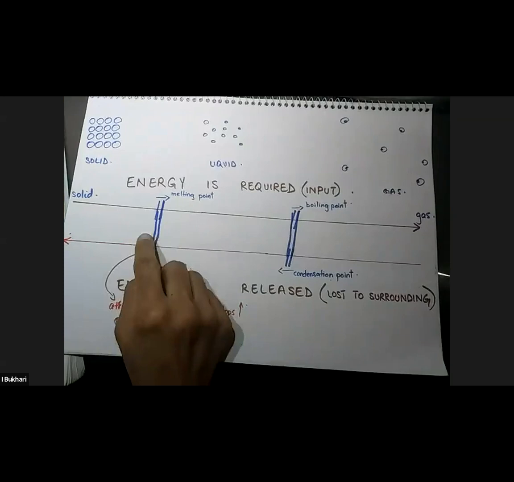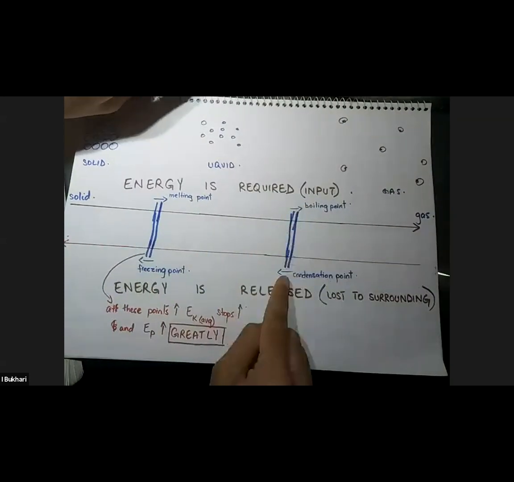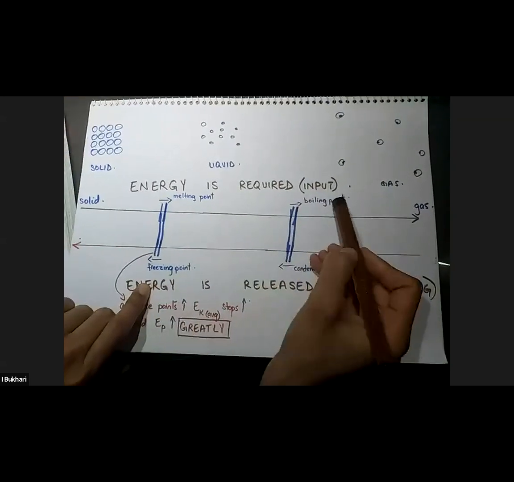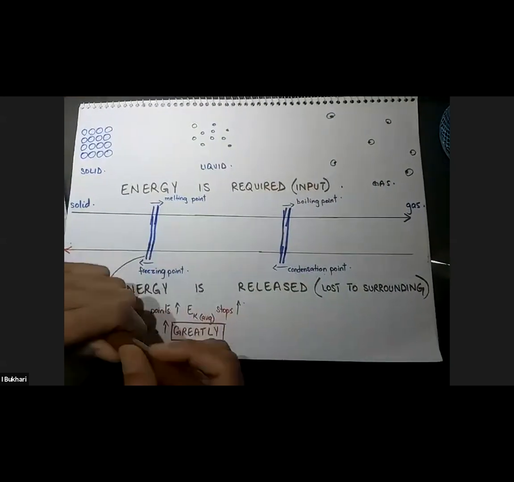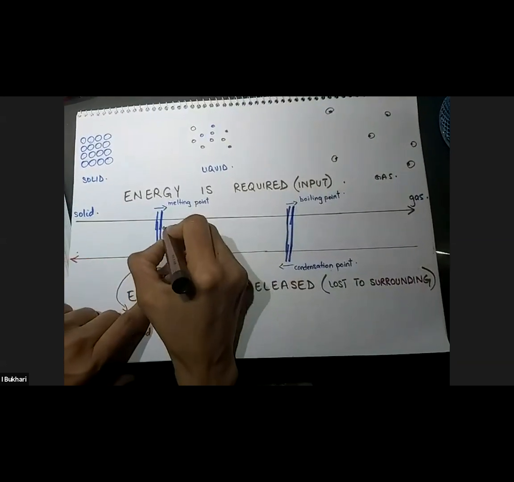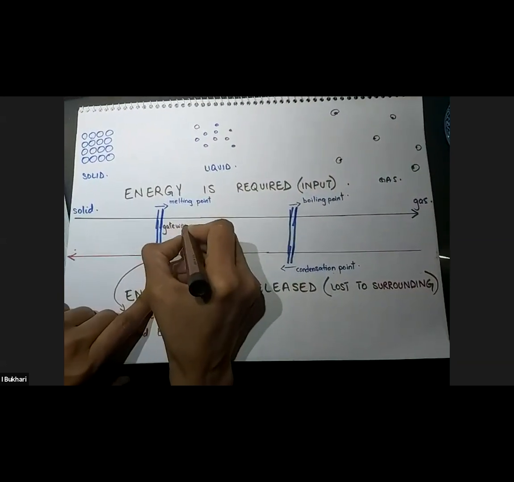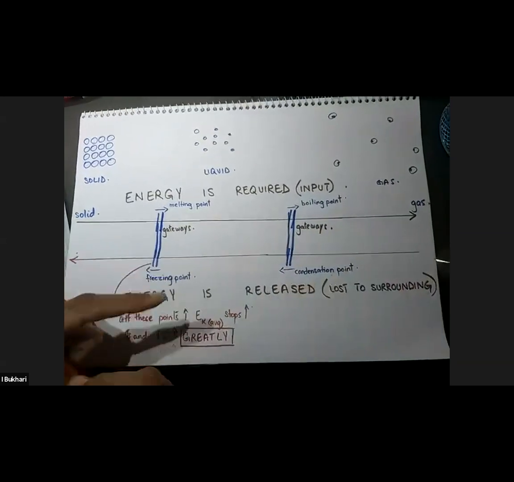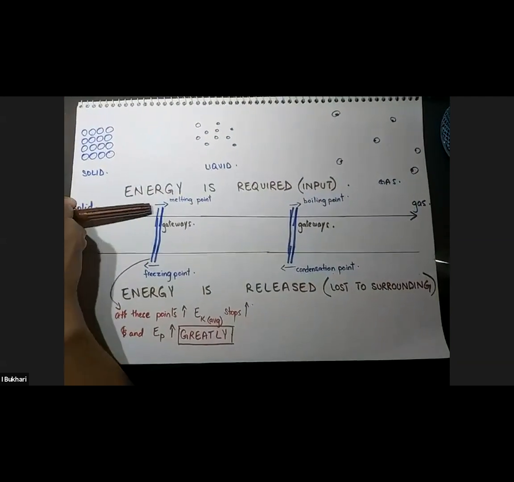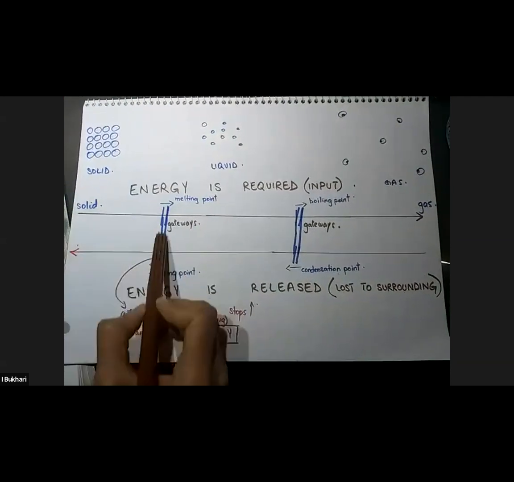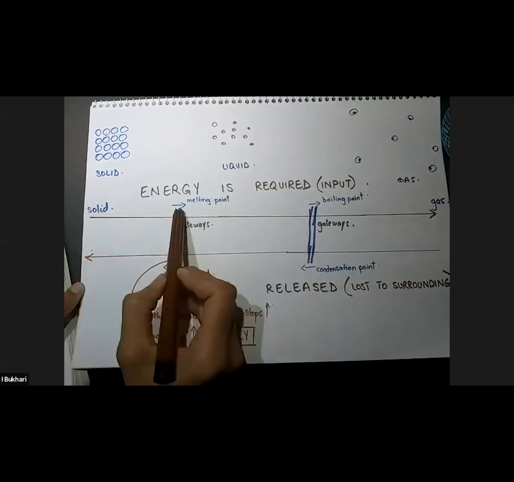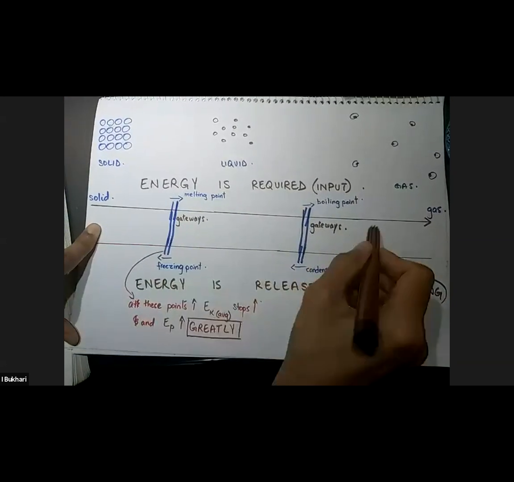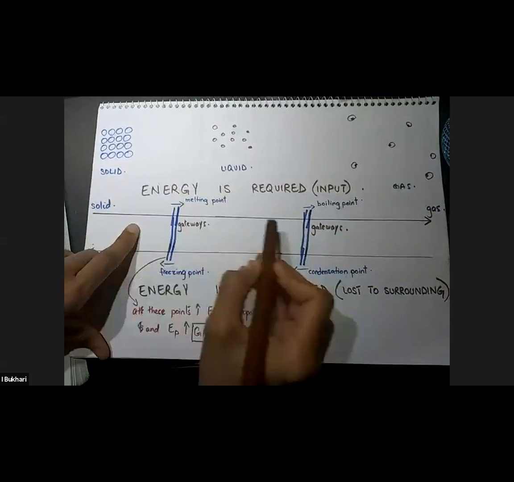I like to consider the melting point and freezing point, the boiling point and condensation point, as gateways. It's easier for me to understand them that way. In my journey from solid to liquid, for example, this is one room, the solid room. This is the liquid room. This is the gas room. And these are the doors between these rooms.